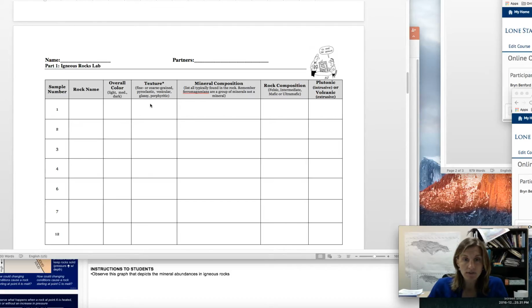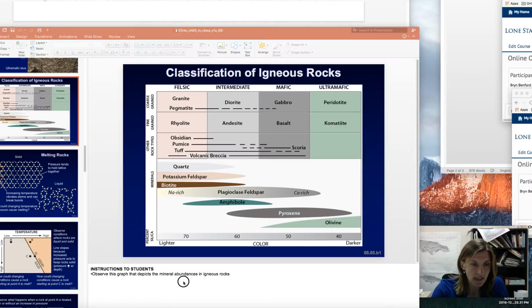The mineral composition, and the rock composition, if we look at this diagram from your book, let me see if I can, what you'll see is, we classify igneous rocks based on their composition and their texture, so fine-grained, coarse-grained.